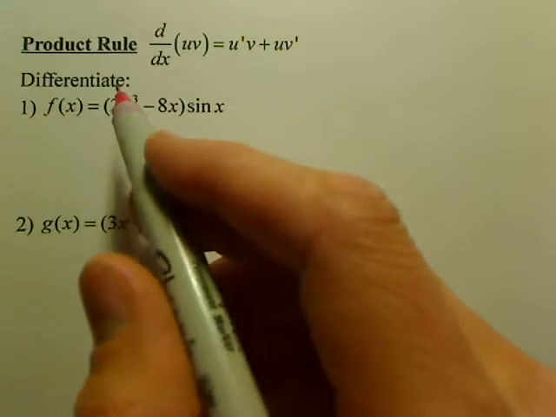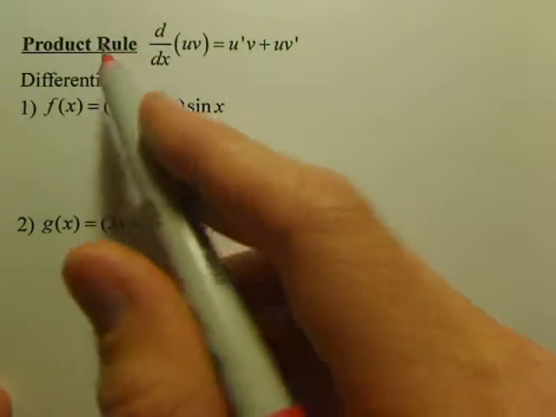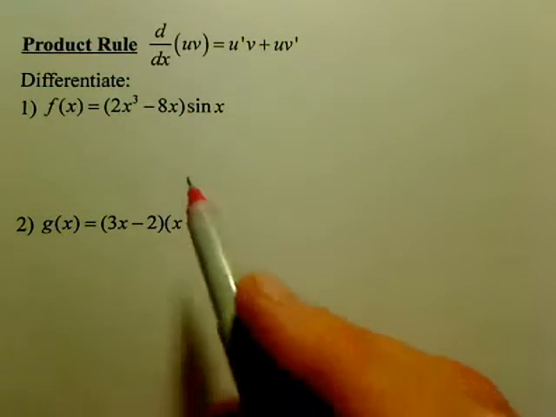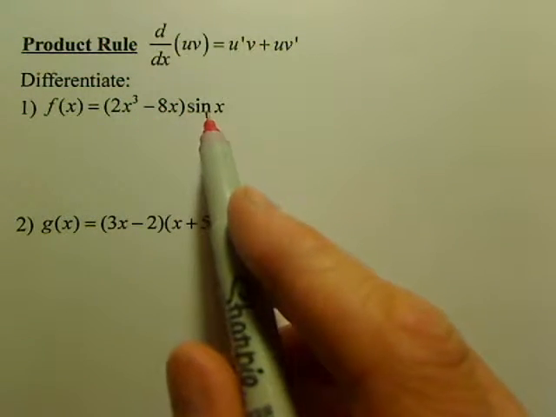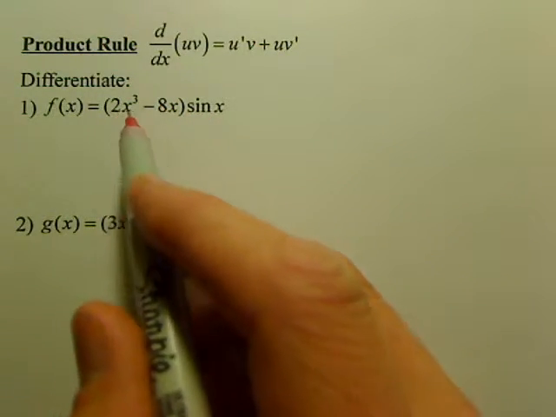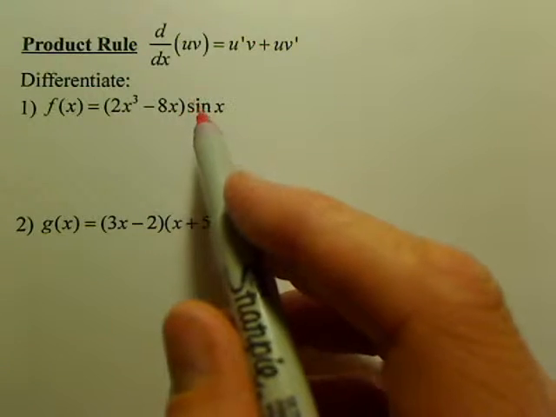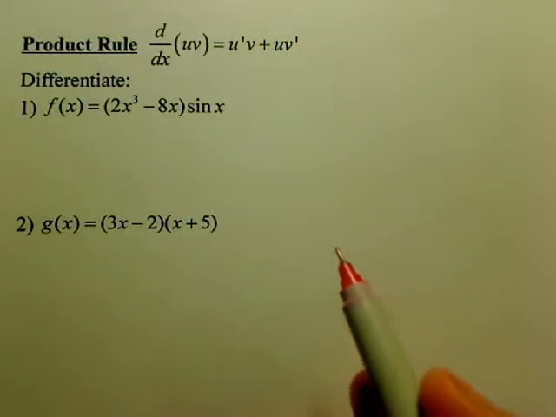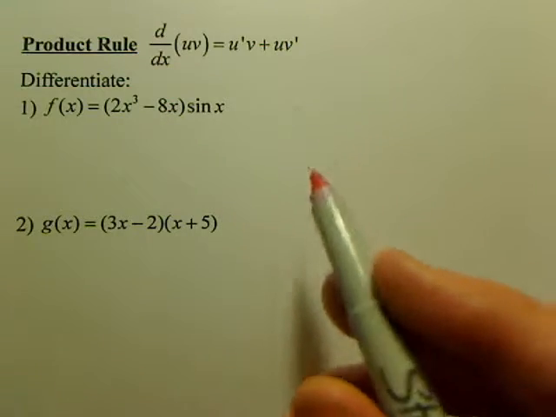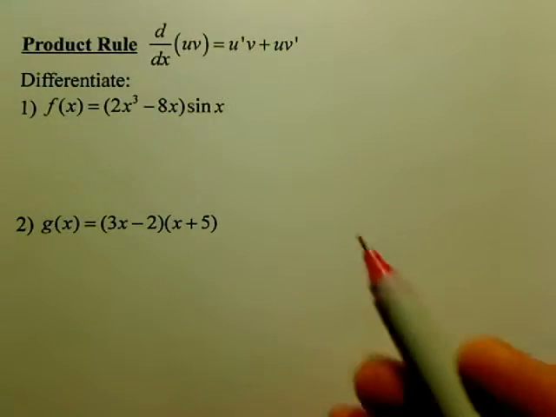In this video, we're going to talk about the product rule. When you're taking derivatives and you have a product, you can't just take the derivative of each piece and then multiply it out. So there's a rule actually.